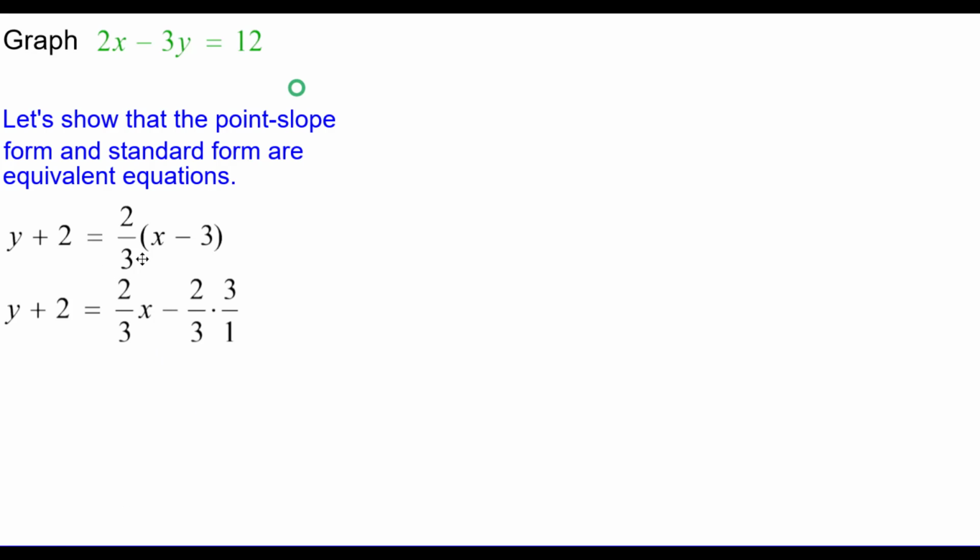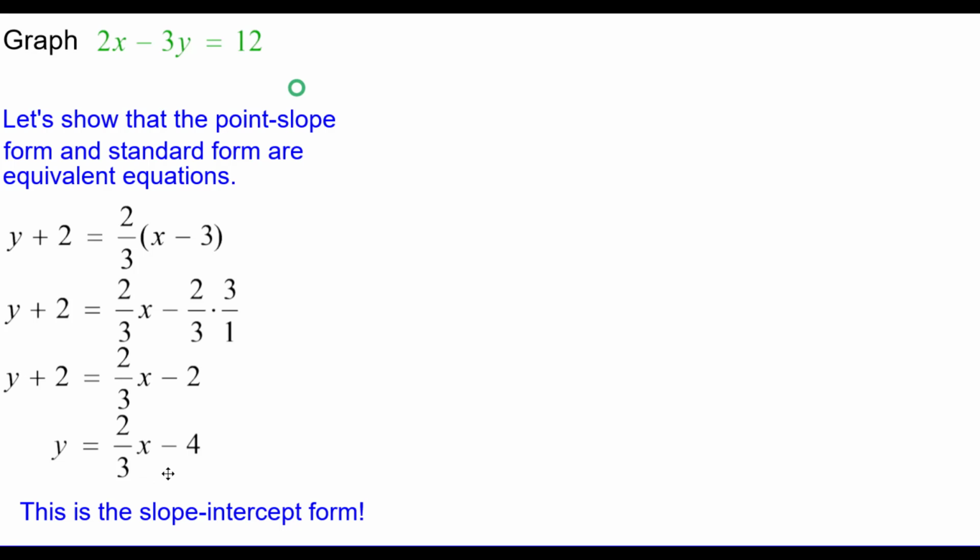So the first thing I did was distribute the 2/3 throughout the parentheses here. 2/3 times 3 would be 2. And then I'm going to subtract 2 from each side to get y isolated. And we get y equals 2/3 x minus 4. This is the slope-intercept form, but we want to show that it's also the standard form. So I'll copy that back up here. Remember, you can pause the video anytime that you need to.